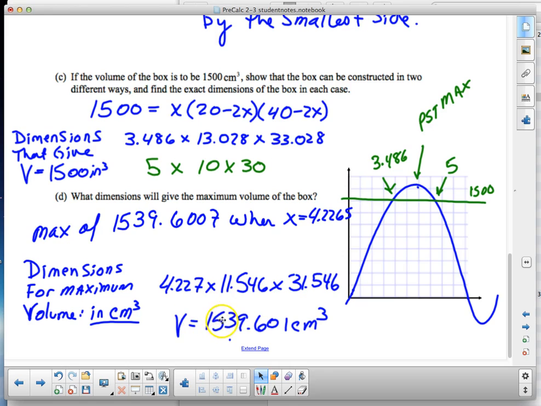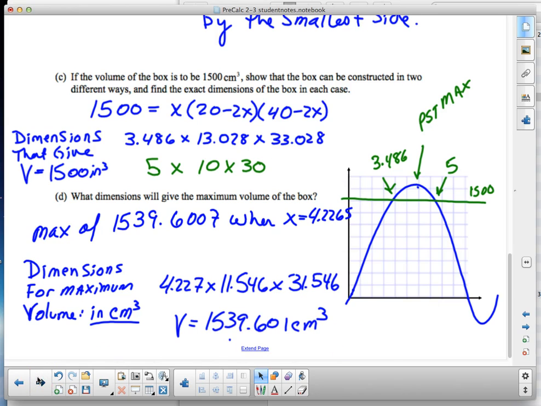Okay, and that's what our volume will be, and will be our dimensions when we do the max. So you got to keep your eye on the prize when you're thinking about these. We're still looking at that relative max, and we have that intersection. Everything above 1500 is more volume than 1500 centimeters cubed. Everything below is less volume. Okay, so keep that in mind as we're doing these problems.